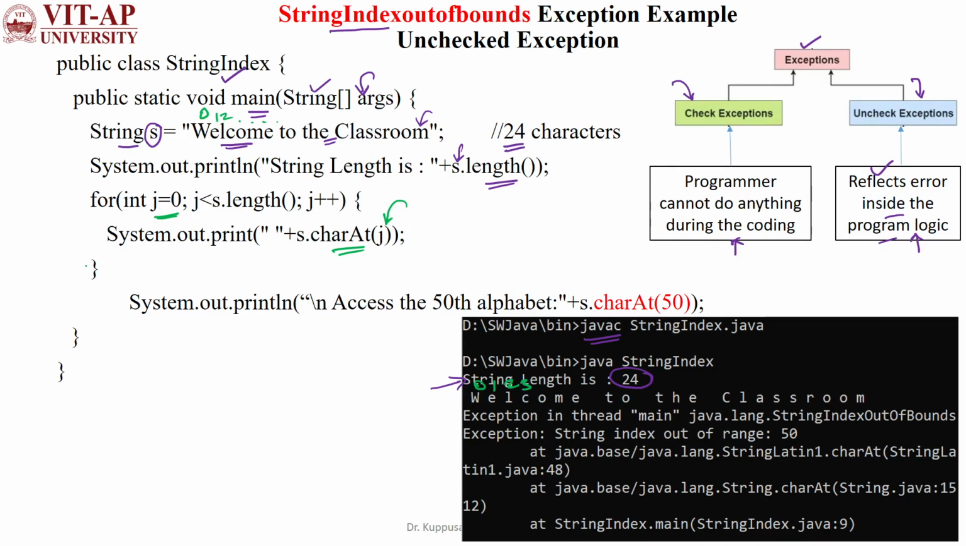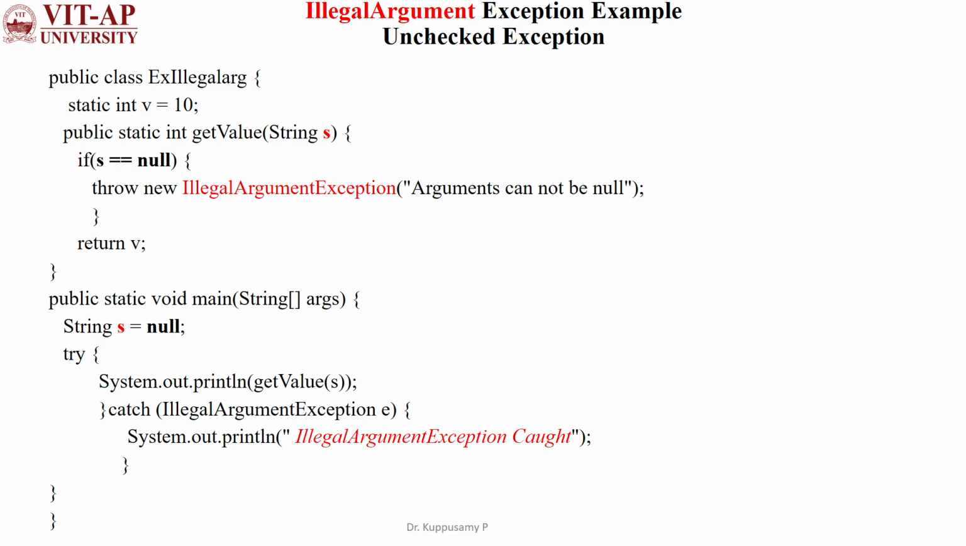Then after the for loop, I am trying to access the 50th character from the given string, but the string has a total length of 24, with indexes from 0 to 23. Since I am trying to access the 50th character, the exception will be raised by the StringIndexOutOfBoundsException class. It says string index is out of range 50, that's why it raises the exception StringIndexOutOfBounds.